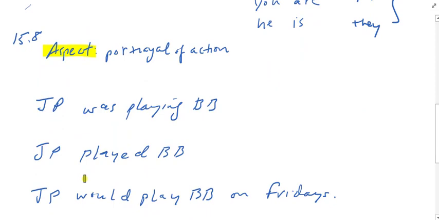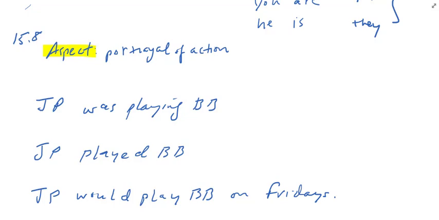My son is JP. I just mentioned that he tore his ACL the other day. I could use these forms, all referring to things in the past. JP was playing basketball. JP played basketball. JP would play basketball on Fridays. These are all things that are past time, aren't they? Was playing, played, would play.